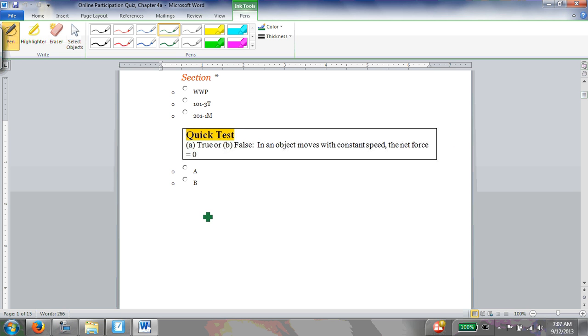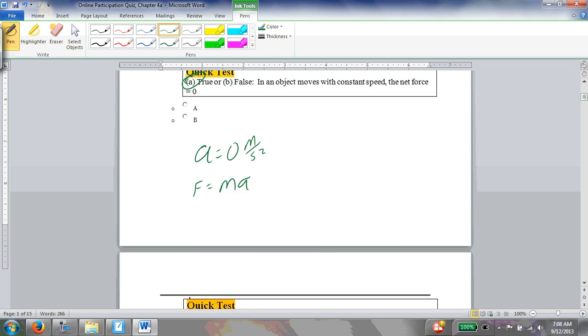So if an object moves with constant speed, that means that a equals 0. And since we know that F is equal to ma, if a is equal to 0, that means that the net force is 0. So that statement is A, true.